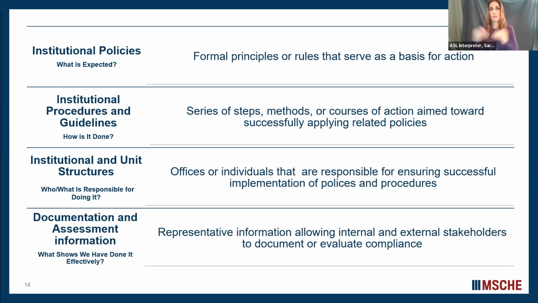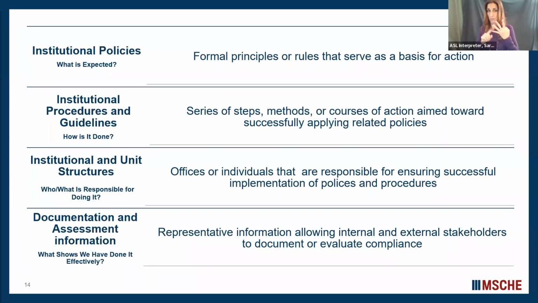2, institutional procedures and guidelines. How is it done? Is there a procedure directly related to that policy? Create a policy diagram, flowchart, or narrative describing the process. Place that in the evidence inventory with a subheading procedures or related procedures. 3, institutional and unit structures. Who or what is responsible for doing it? Sometimes the process document you work on already has this.